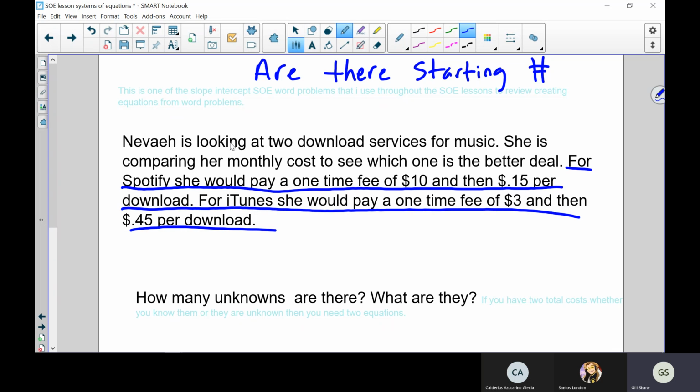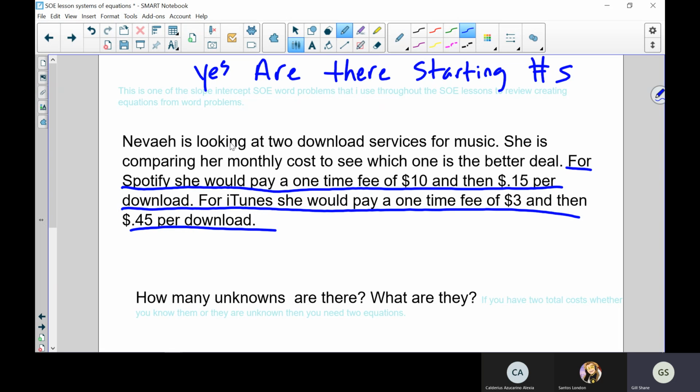She's going to start at $10 with Spotify. She's going to start at $3 with iTunes. And then to that, she'll add more money as she downloads. So again, starting number, and we're adding more to that. That's the key behind a starting number. So then, we'd say yes. Yes to that in this problem. Yes, they're starting numbers.